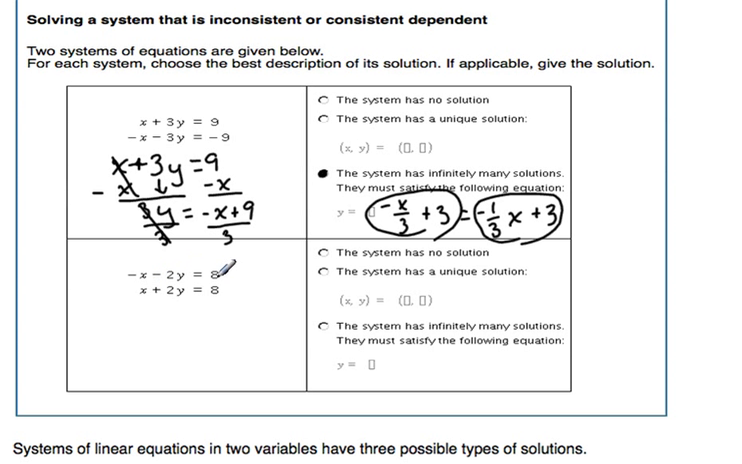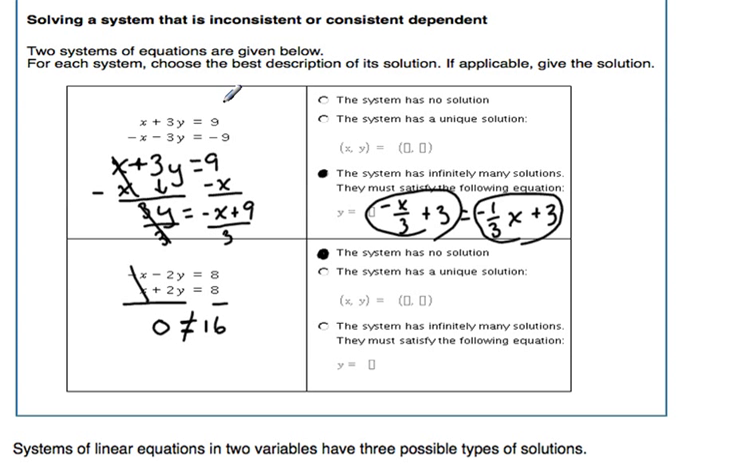We have negative x minus 2y equals 8 and x plus 2y equals positive 8. This looks a lot like the first set, but let's see what happens when we combine the equations this time. Negative x and positive x, 0. Negative 2y and positive 2y, 0. Now, this time, 8 plus 8, this is 16. 0 is not equal to 16. Therefore, since the left side of the equation is not equal to the right side, the system has no solution, and we would have to pick choice 1.